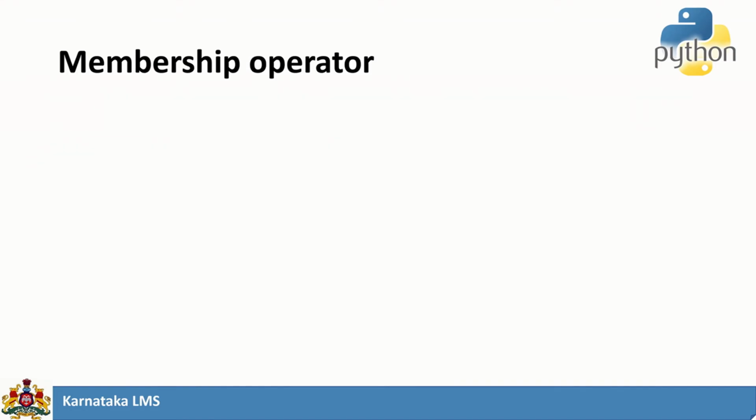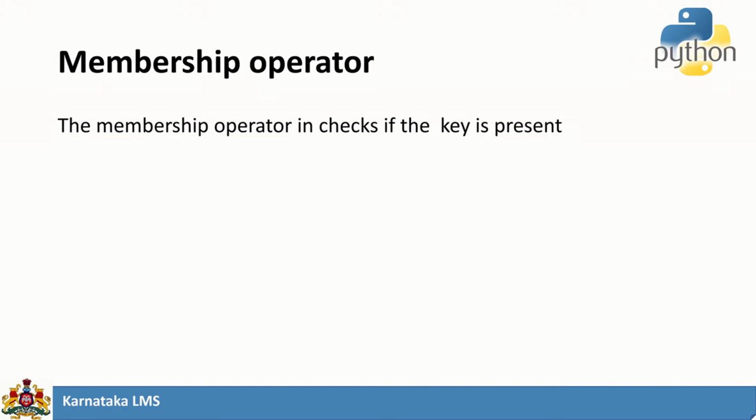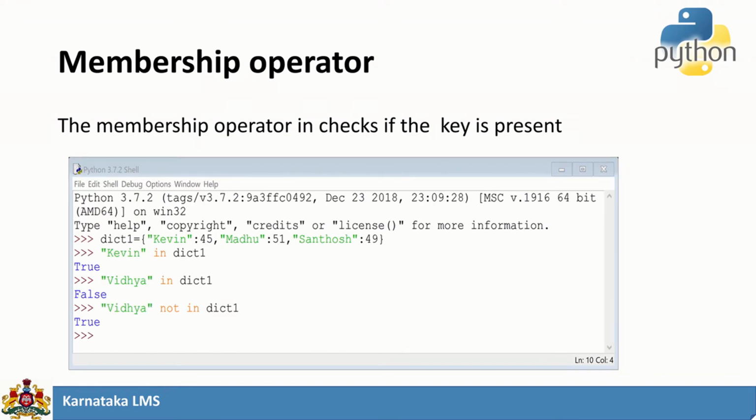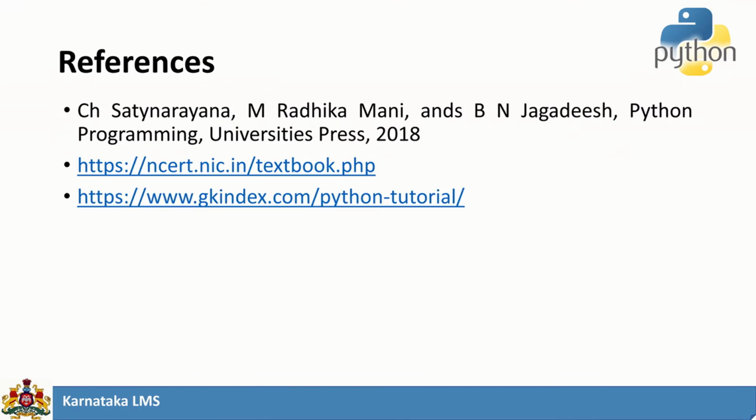Membership operators. We can use the in and not in operators just like with other sequence data types, even with a dictionary. You can check Kevin in dict1. Is it there? It will return true. Vidya in dict1 will return false because it is not in dict1. In the same way, not in will return true if the element is not found. So Vidya not in dict1 will return true. Membership operators can be used with the dictionary data type also.